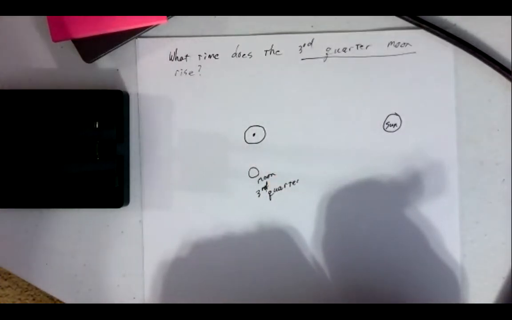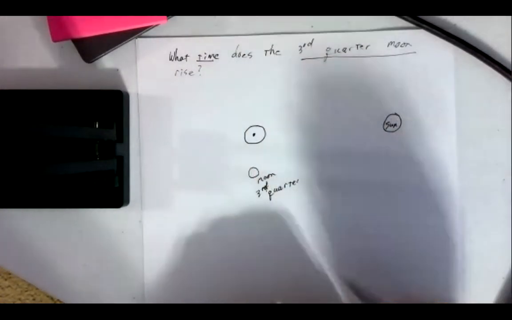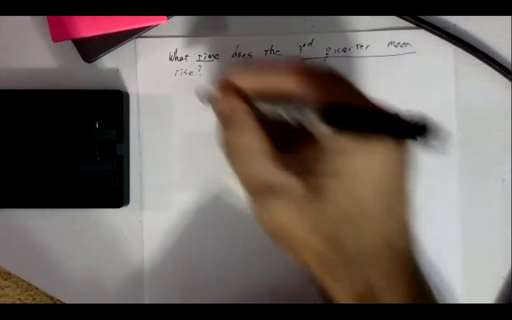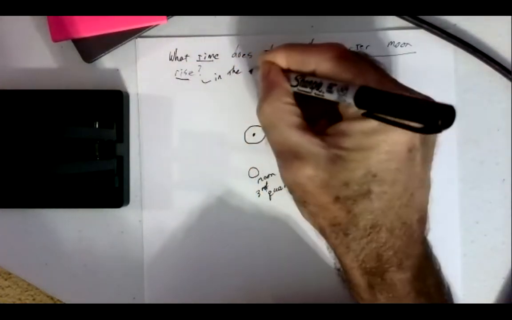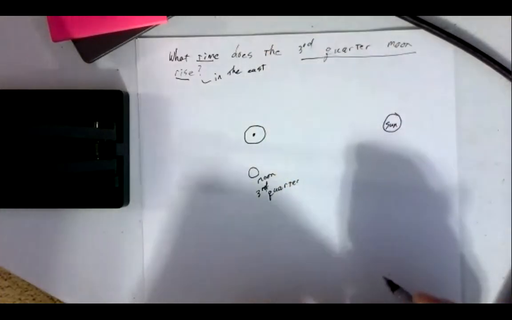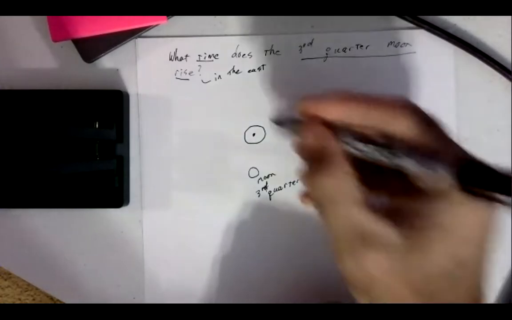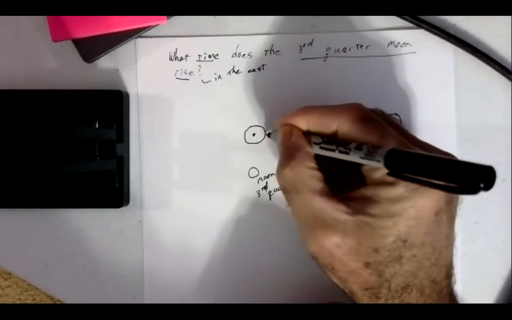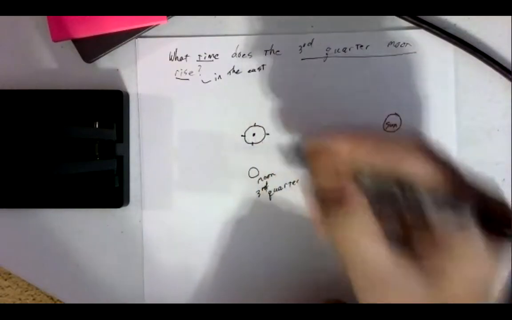Okay. Now this is the part that's the tricky part. You got to figure out where Herb is on the Earth so that the third quarter moon is rising. Rising means it's in the east. If it's setting, it's in the west. And if it's on the meridian, it's directly over your head. So we have four choices for Herb. He can be here, here, here, or here.